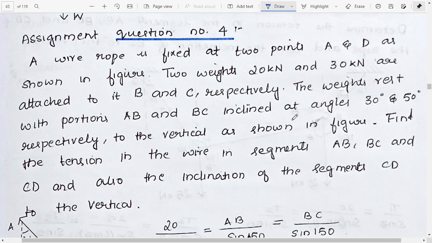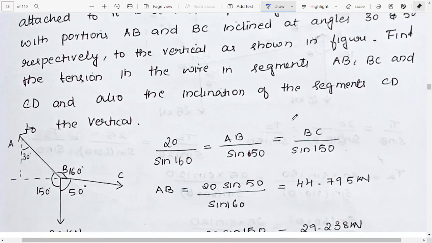So the first question is that a wire rope is fixed at 2 points A and D as shown in figure. Two weights 20 kN and 30 kN are attached to it at B and C respectively. The weights rest with portions AB and BC inclined at angles 30° and 50° respectively to the verticals as shown in figure. Find the tension in the wire in the segments AB, BC and CD and also the inclination of the segment CD to the vertical.